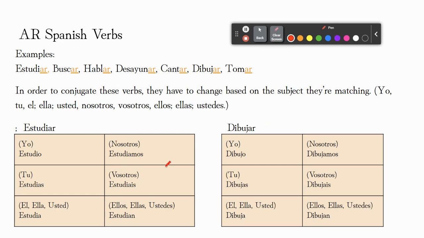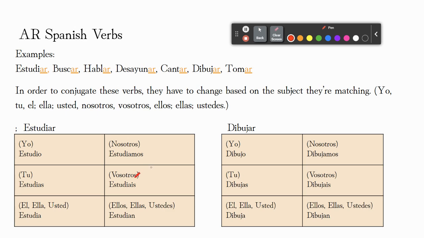And then we have the us form, the nosotros, which again ends similarly with MOS for AR verbs every time. So for estudiar, we have estudiamos, and then for dibujar, we have dibujamos. For all AR verbs, it's the exact same. Buscamos, hablamos, desayunamos, cantamos, and tomamos.